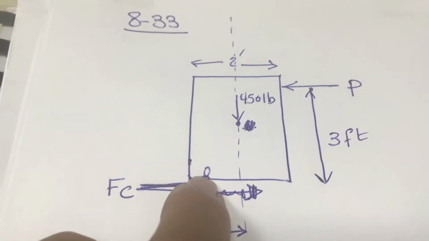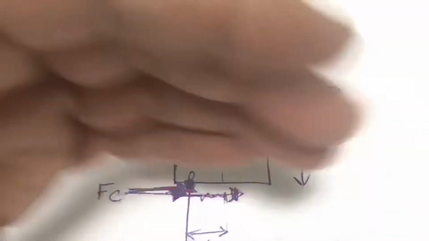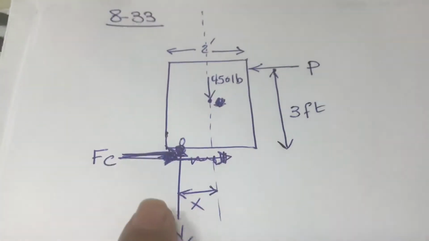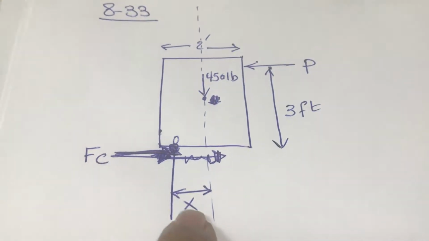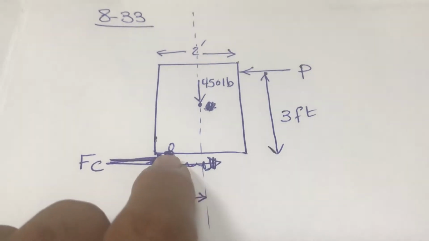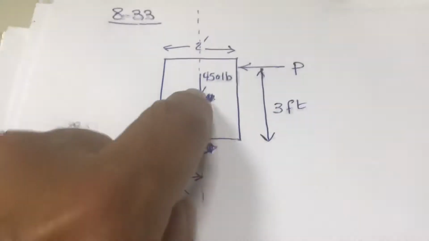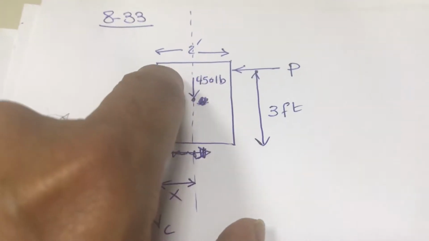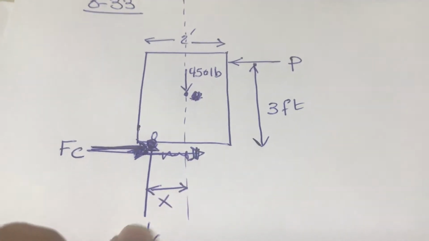So because you are pushing it that way, the friction is going to be that way, and the normal force is going to be up. So let's find the normal force and Fc, and let's call X the distance between the position of the normal force and the center of the crate. So let's say this is 2 feet. So the middle is 1 foot here, 1 foot here. So the distance between the center of the crate and this point is X.